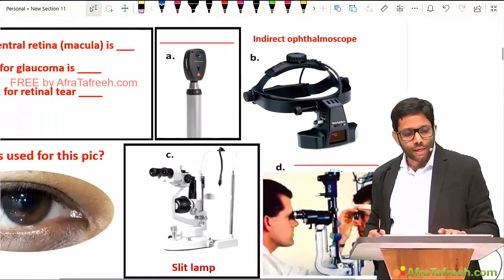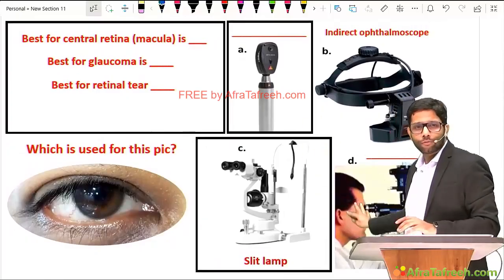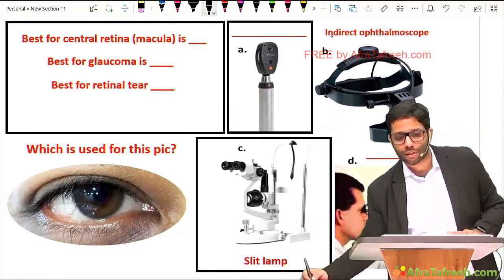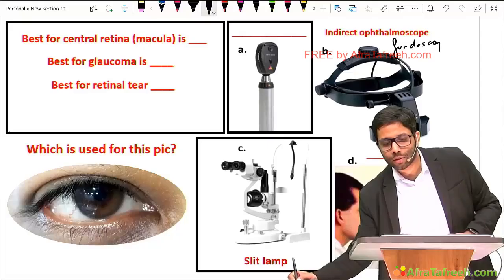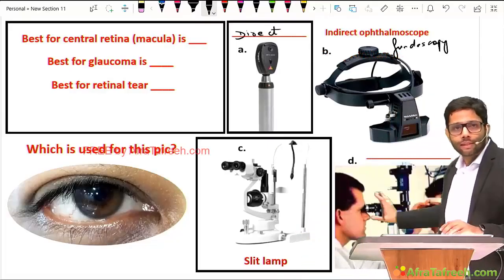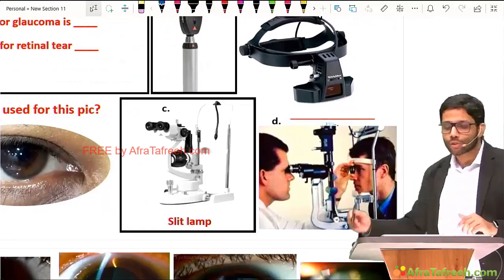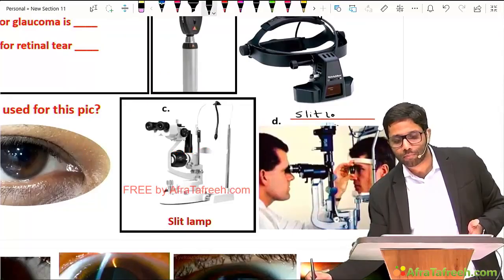Now if you want to examine the eye, you have to examine the eye objectively. There are 4 devices I have given. One is indirect ophthalmoscopy, one is slit lamp. Indirect ophthalmoscopy is also known as fundoscopy. It's a binocular test. This is a uniocular test, a direct ophthalmoscope. And this is slit lamp, but the doctor is holding a lens in his hand, so this is slit lamp plus lens. Sometimes you can call it slit lamp biomicroscopy.